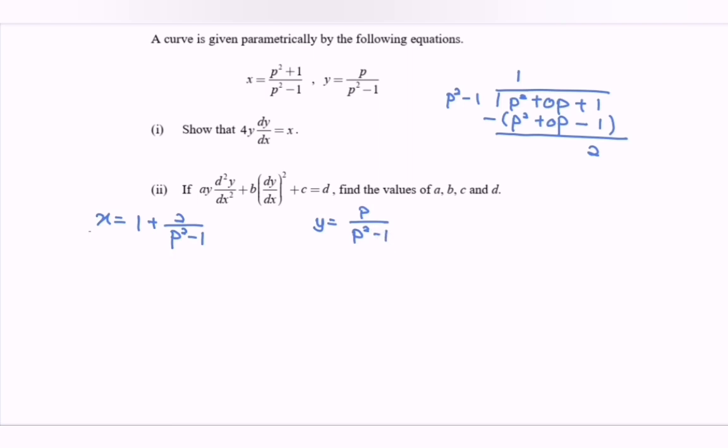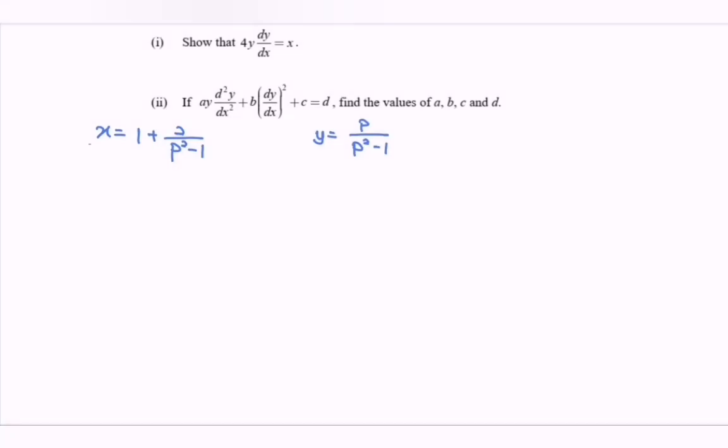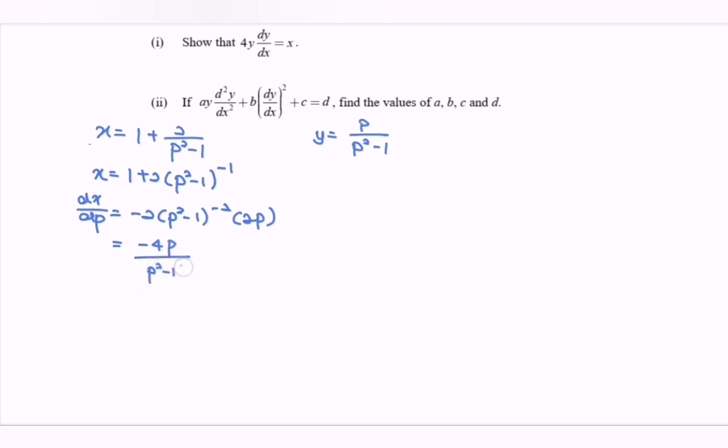The question asks us to show that 4y dy/dx equals x. So kindly rewrite the situation. Here we have x equals 1 plus 2 times (p squared minus 1) to the power of negative 1. So dx/dp equals 0 plus negative 2 times (p squared minus 1) to the power of negative 2. Differentiate the internal function and we will have 2p. Rewrite the situation: we have negative 4p over (p squared minus 1) squared. So here we have dx/dp.